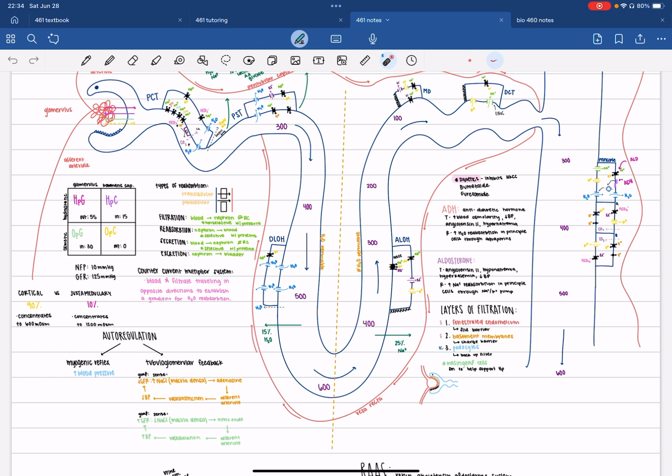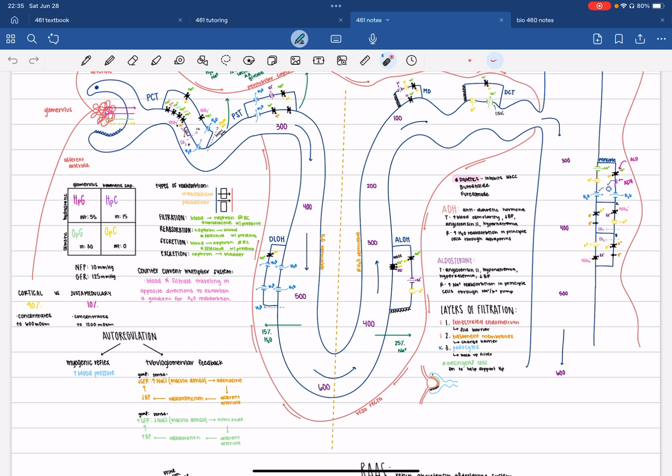If it's super high, then the macula densa cell would release adenosine, which would then constrict this afferent arteriole, and that would lower the blood pressure. And then the same, opposite: if it senses low, then it would want to raise the blood pressure, so it would do that through releasing nitric oxide, which would dilate the afferent arteriole, leading to an increase in blood pressure or glomerular filtration rate, which is super cool.